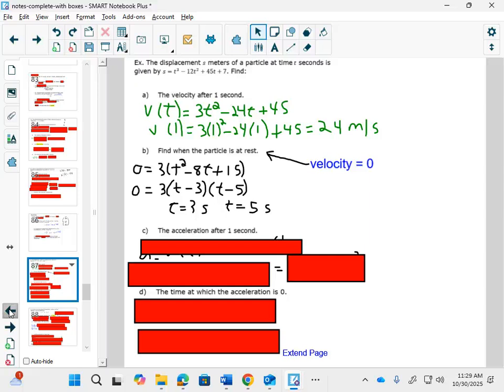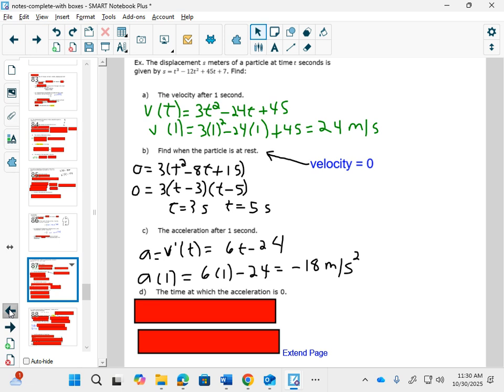What is its acceleration after 1 second? Again, I could plug that in to my acceleration, which is just the derivative of velocity. So I have my velocity equation. I took the derivative again. Now I could plug in 1. Make sure our units are correct. So velocity is meters per second. Acceleration is meters per second squared.